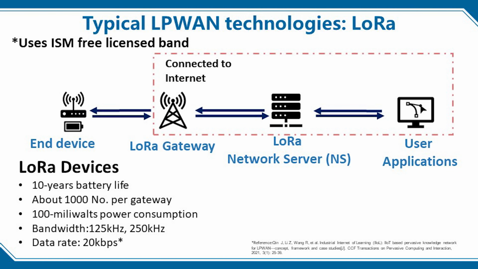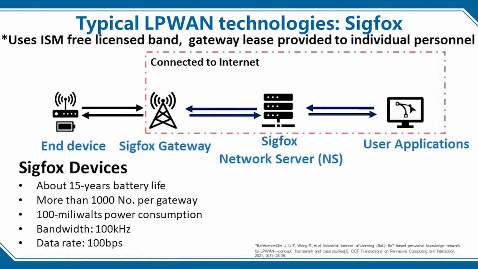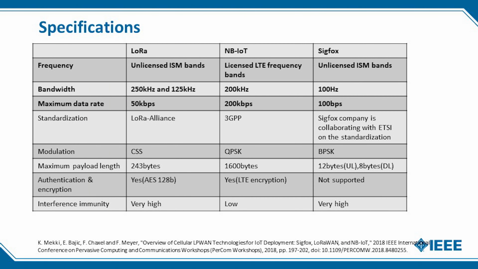LoRaWAN uses ISM-free licensed band, has maximum data rate of 20 kbps, and reaches at most 10 km network coverage. Sigfox uses ISM-free licensed band, has maximum data rate of 100 bps, and reaches at most 40 km network coverage. NB-IoT uses cellular networks, licensed band, has maximum data rate of 200 kbps, and reaches at most 10 km network coverage.